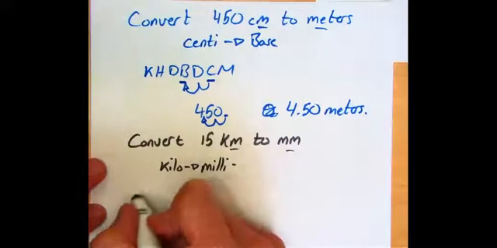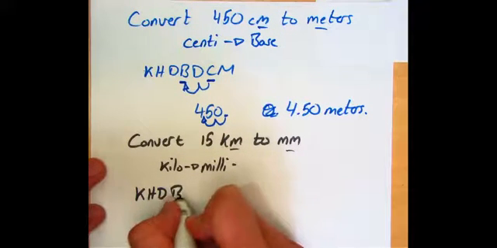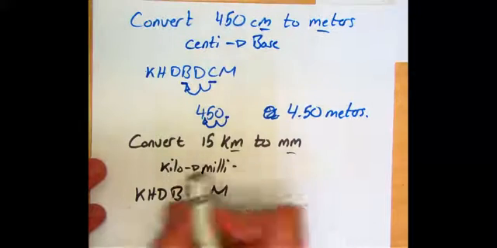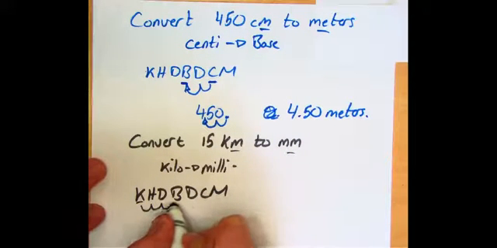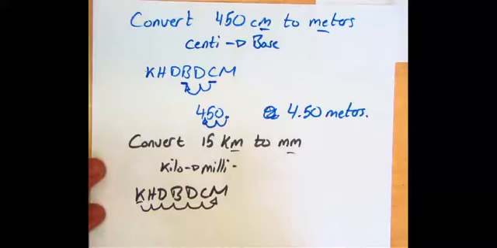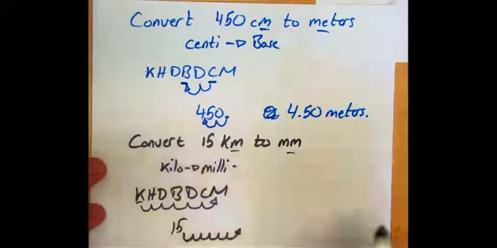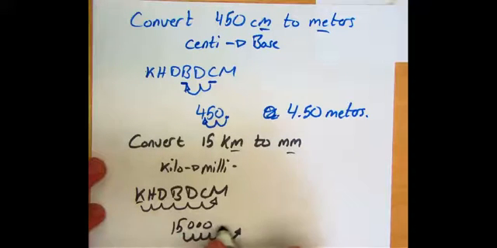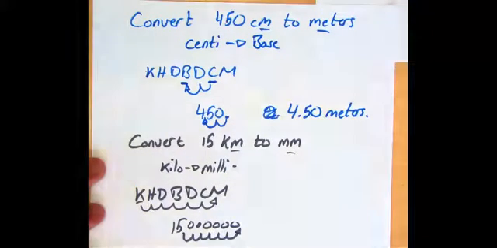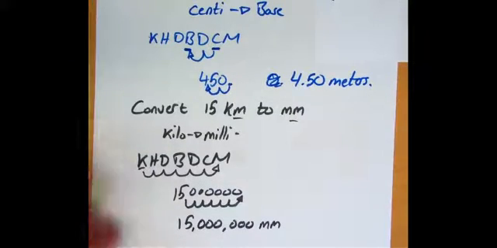Now, I'm going to rewrite my King Henry died by drinking chocolate milk, starting at kilo, and I'm going 1, 2, 3, 4, 5, 6 steps to the right. So that means my 15 with my imaginary decimal point is going to go 1, 2, 3, 4, 5, 6 steps to the right. So that means I need to add 6 zeros, and my final answer is 15 with 6 zeros behind it. And these are millimeters.